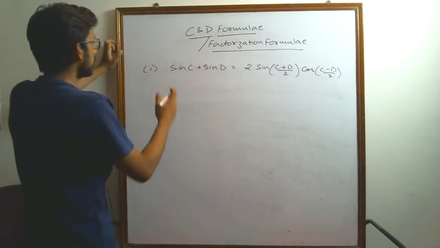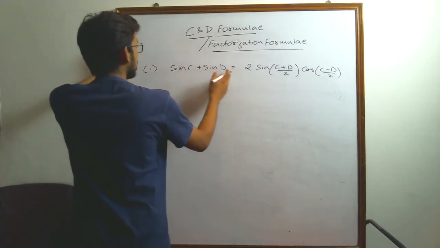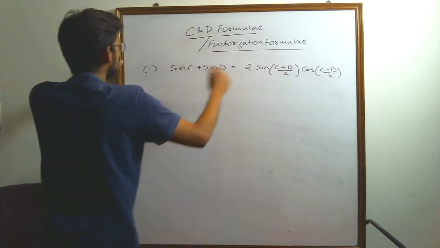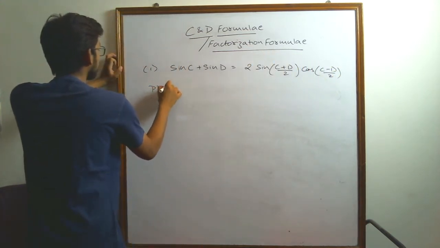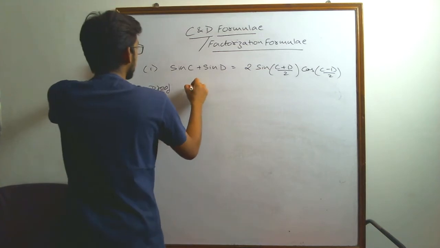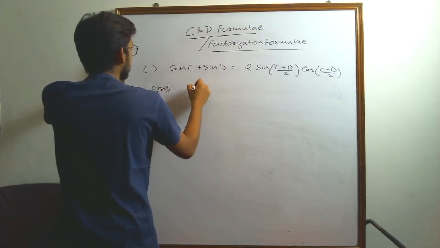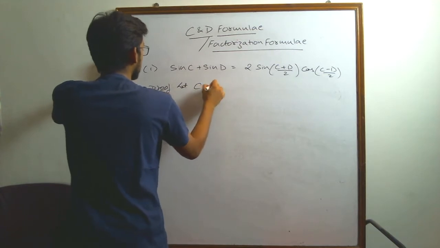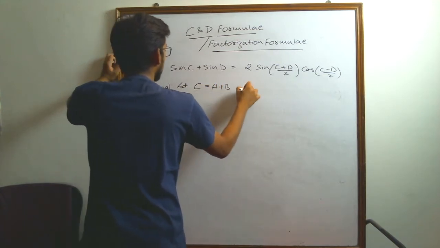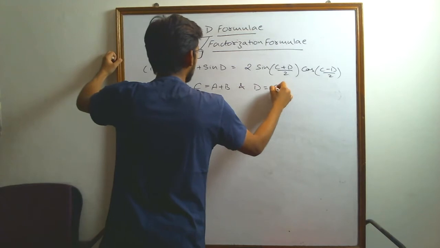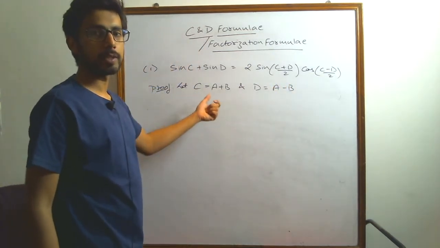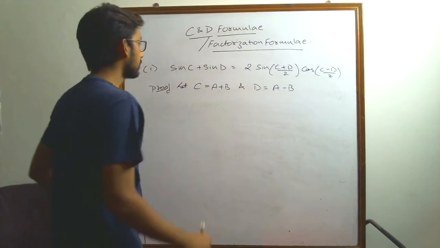So the first formula is this: sin C plus sin D is equal to 2 sin of (C plus D) by 2 into cos of (C minus D) by 2. Let's look at the proof. Sin C plus sin D. We'll proceed from LHS. First say let C be equal to A plus B and D be equal to A minus B. In general we can take C as A plus B and D as A minus B.